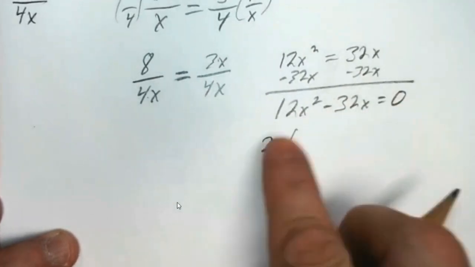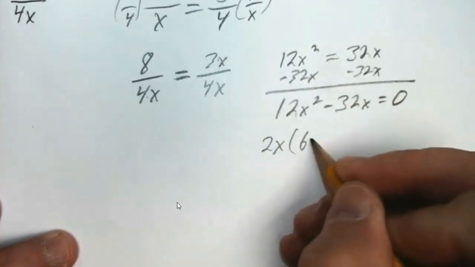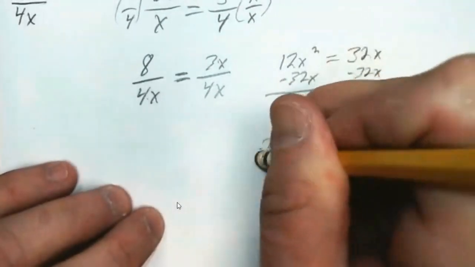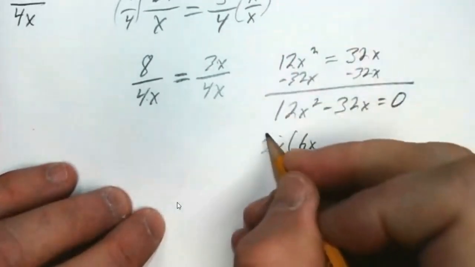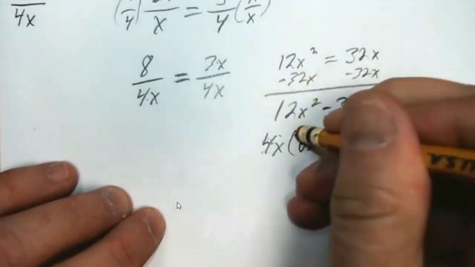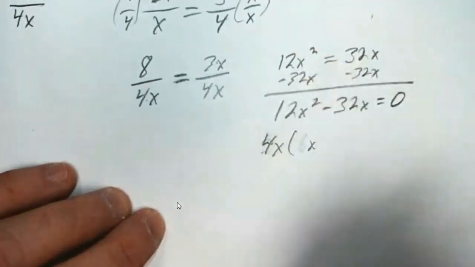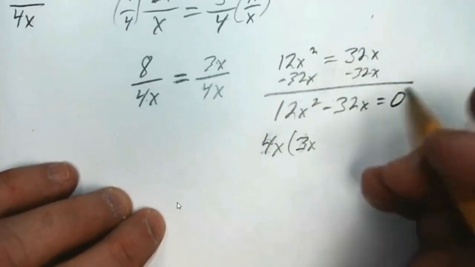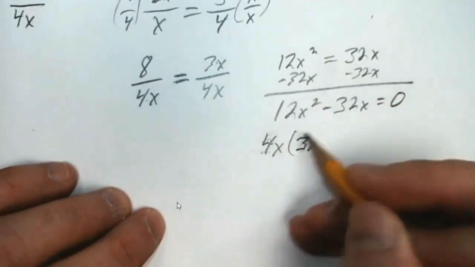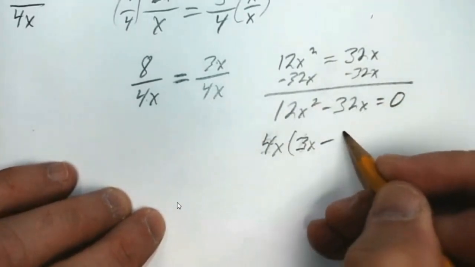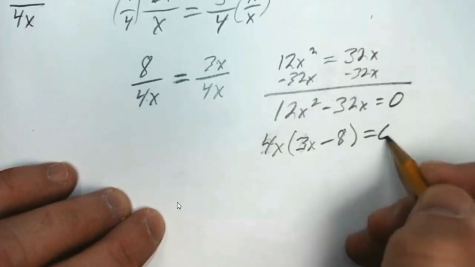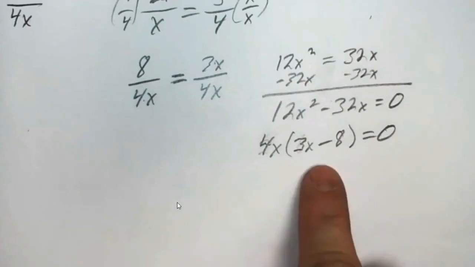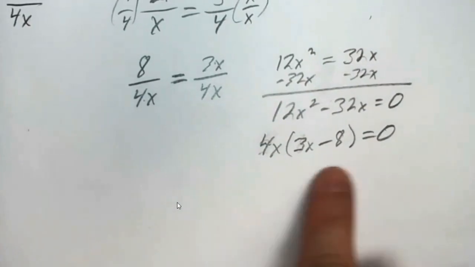Well, there is a 2 for sure, and that may be it. And there's an x. Both of those terms have an x. If we pull 2x out of there, that leaves us with a 6x. Oh, we can pull a 4 out of there. Yeah, how about a 4? That's better. 4 out of 12 is 3x. That's as small as it gets. And if we pull 4x out of 32x, it's 8. Okay, so we factored out a 4x. This is as small as it gets. It can't be factored anymore.